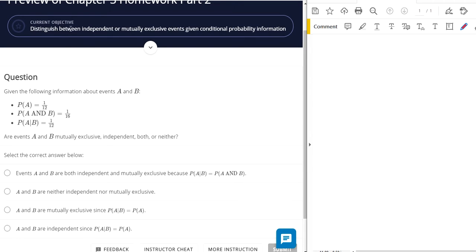In this topic, we're supposed to distinguish between independent or mutually exclusive events given conditional probability information. Independence means that two things can happen together. Mutually exclusive means two things cannot happen together.